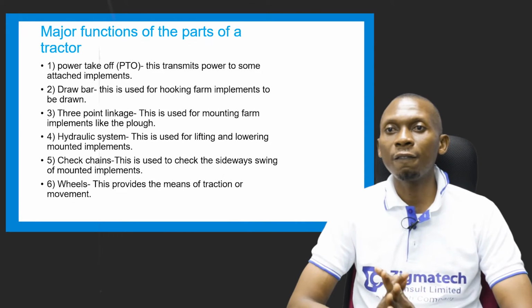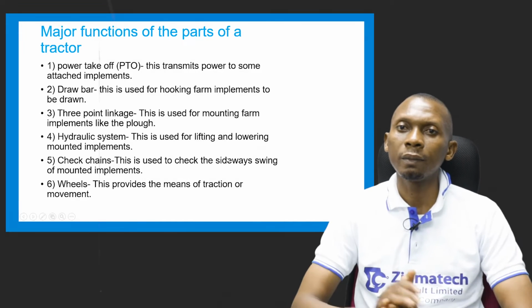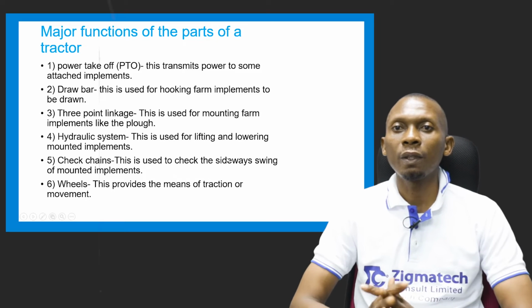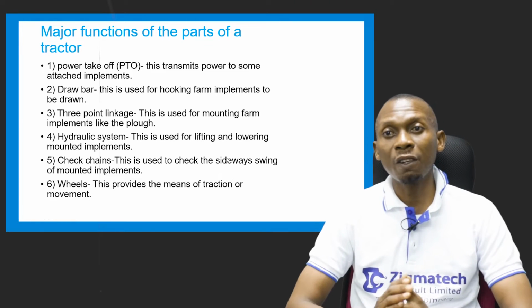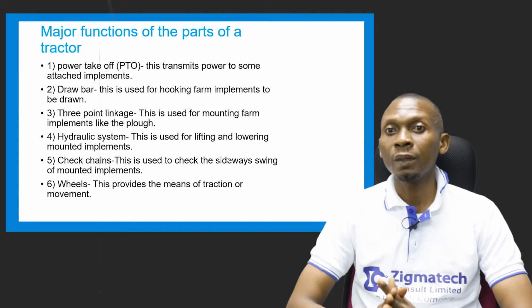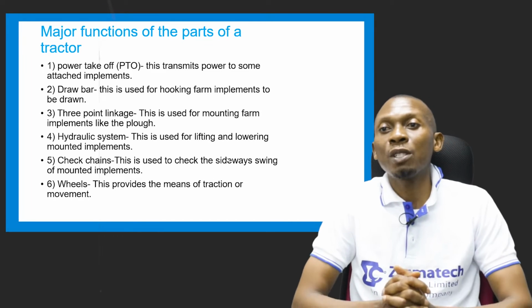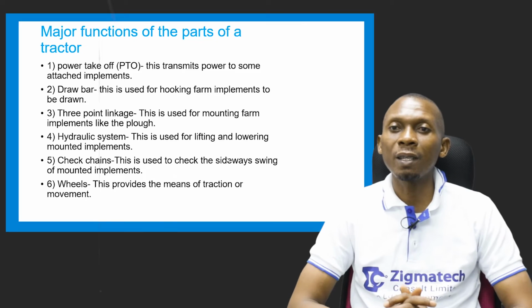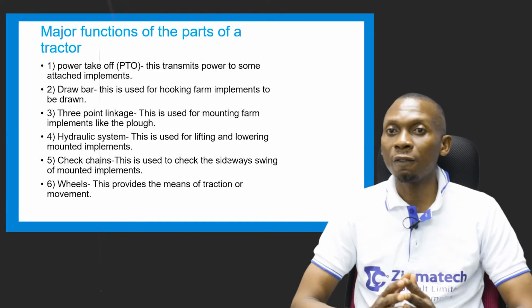Now, let's take a look at the functions of parts of a tractor. The functions of the parts of a tractor we have, I mentioned earlier, the power takeoff shaft. Now, what's the purpose of the power takeoff shaft? This helps to transmit power to some attached implements. So these implements cannot function without the power takeoff shaft.